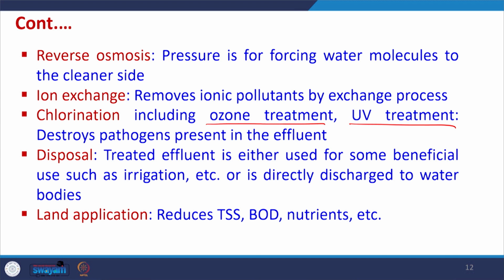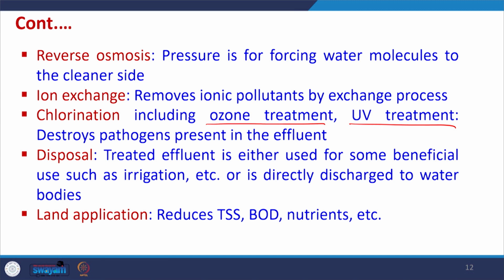If the water has to be treated or reused in the industry, we do not want any calcium, magnesium, etc. to be present in the water. Otherwise, if that water is taken for steam generation, there is a possibility of scaling, and to avoid scaling we have to remove the calcium and magnesium, and to remove calcium and magnesium we use the ion exchange processes.